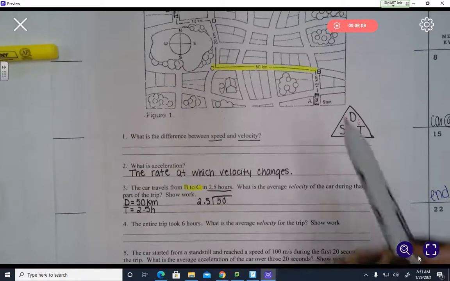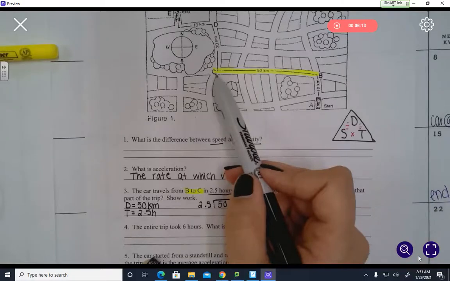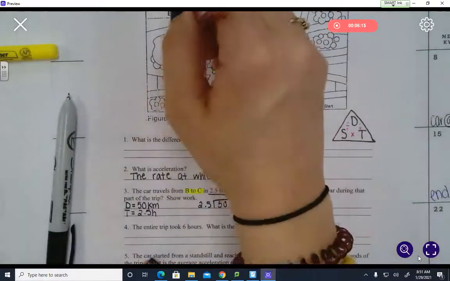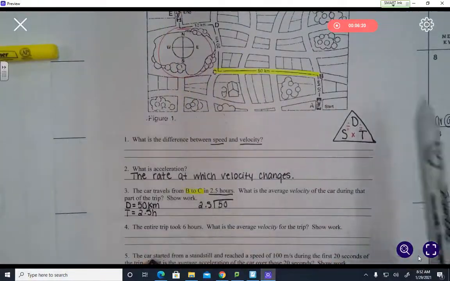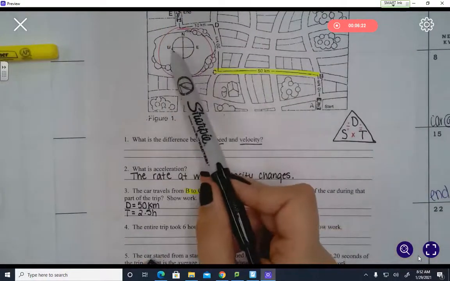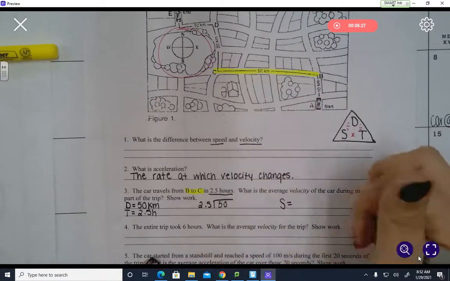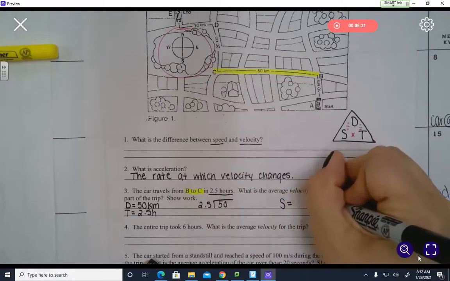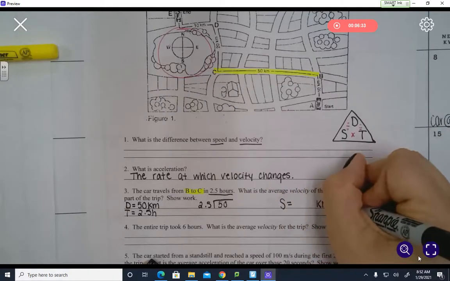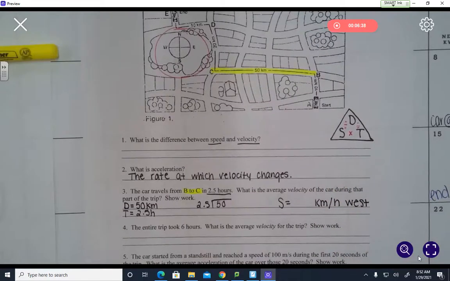Which direction are we going? We're going from B over to C. Use your compass that's right here. What direction are we going from B to C? We're going west. So once you figure out your speed, we would be going whatever it is, kilometers per hour west. And that's how you find average velocity.